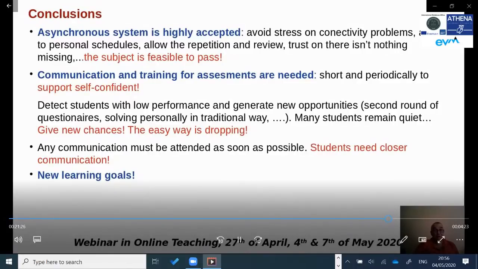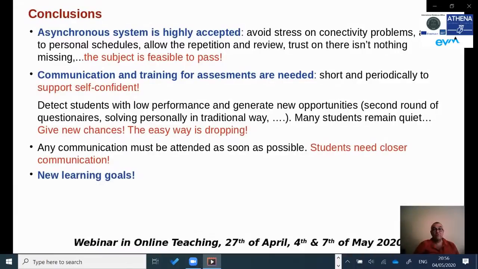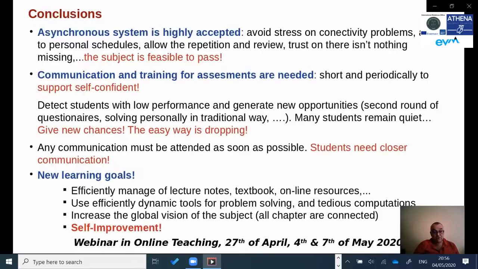I have to recognize that the new situation forced me to modify my learning goals. And this is very important. I have discussed this with Israel. Here is my resume. Now my learning goals are concentrated on efficiently managing our lecture notes, textbook, and online resources, using efficiently the dynamic tool for problem solving and tedious computations, and increasing the global vision of the subject.